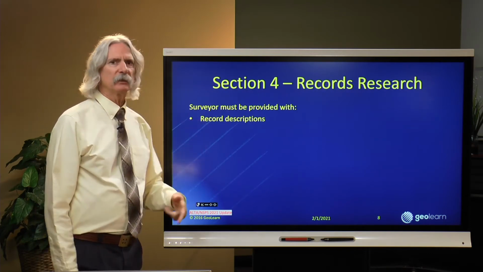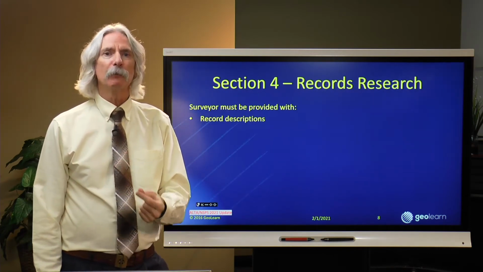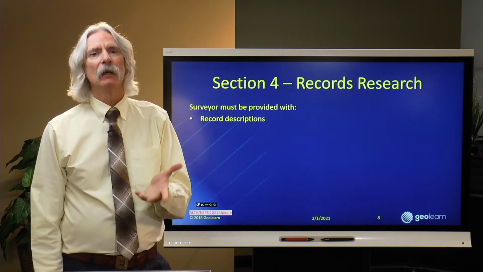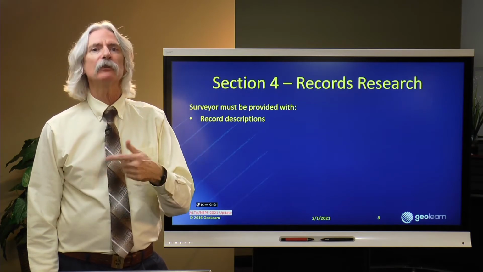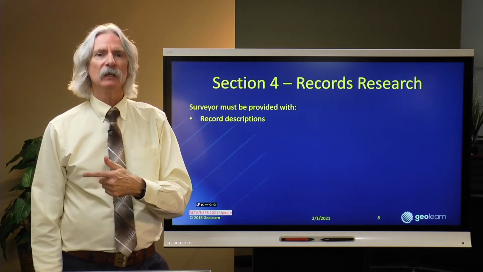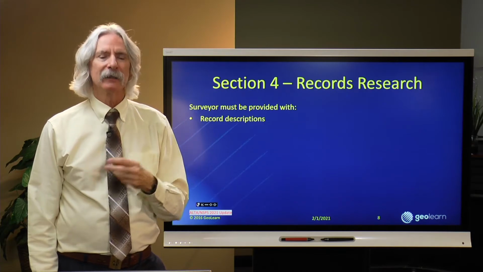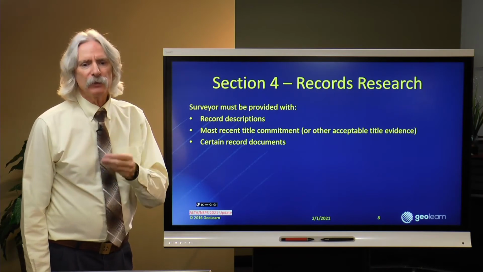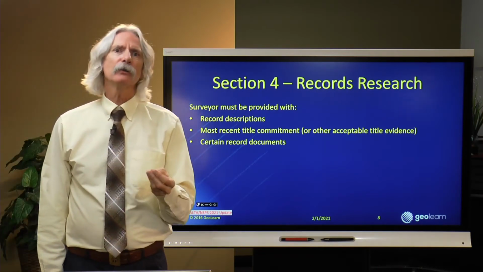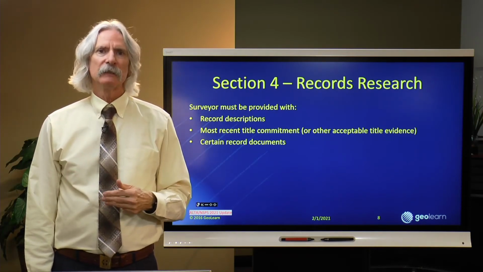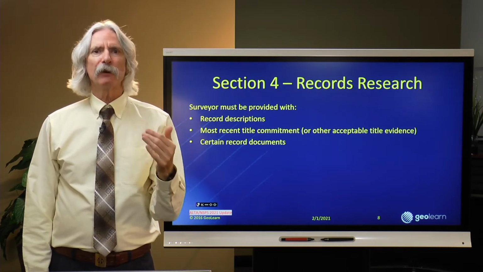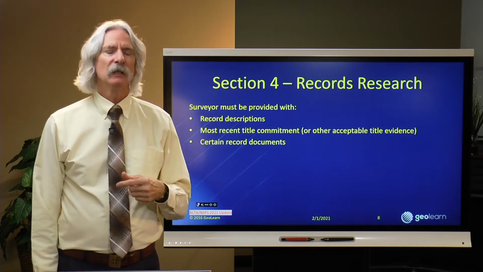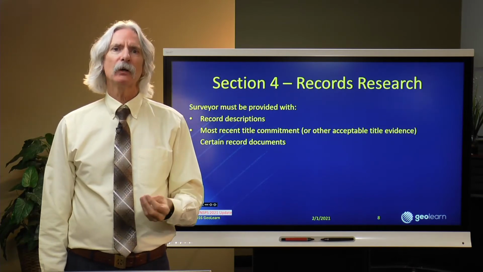And the first thing listed is the record description of the property being surveyed, or the property to be surveyed, or the record description, if it's an original survey, of the parent tract that includes the subject property. The third thing that needs to be provided is that there are certain record documents, and the standard actually defines public records here. These are recorded documents, and there are 3 parts to this.